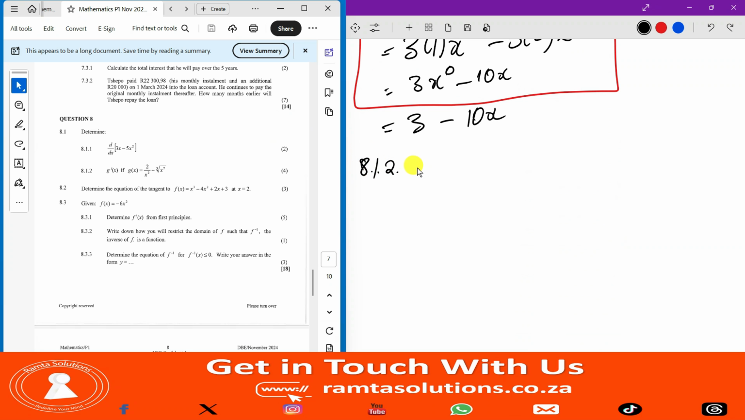8.1.2 says find or determine g prime x if g of x is equal to 2 over x squared minus the cube root of x to the 7. So we need to simplify this. At this level, you don't know how to differentiate something like this. So we will rather say 2x to the minus 2 minus x to the 7 over 3. If you're wondering why I said x to the 7 over 3, it's because a cube root is basically a power of 1 over 3.